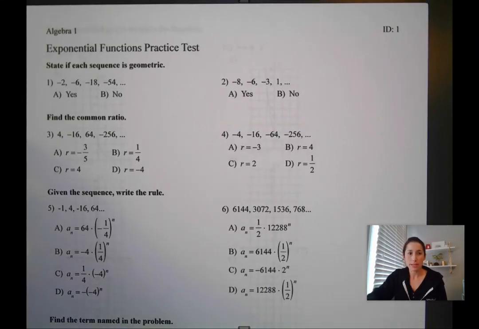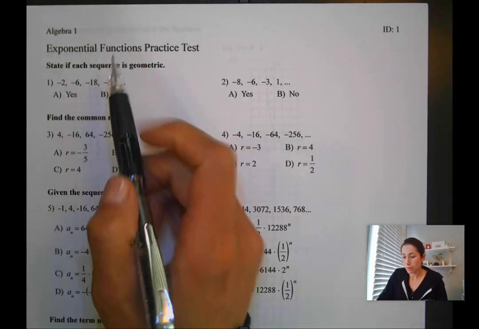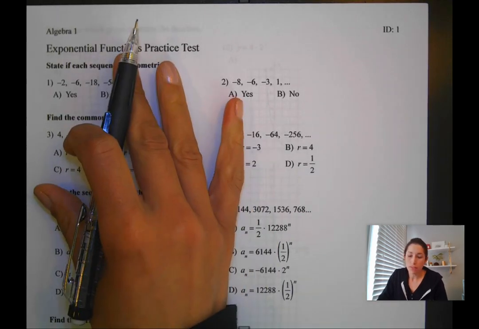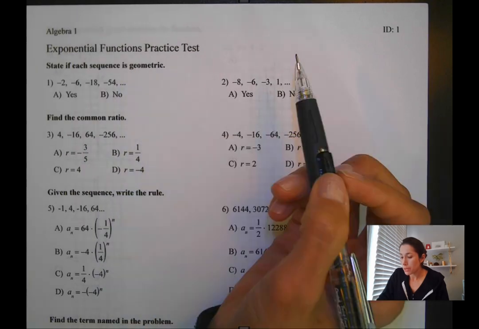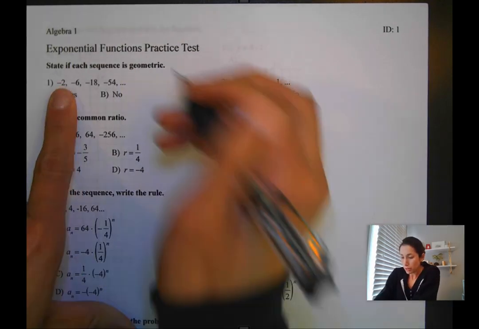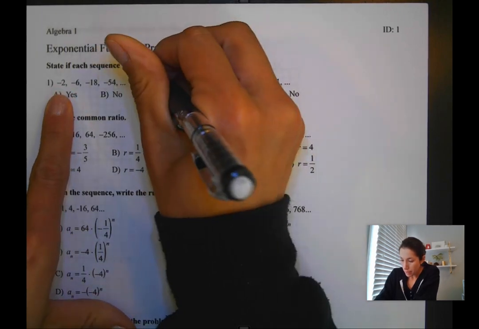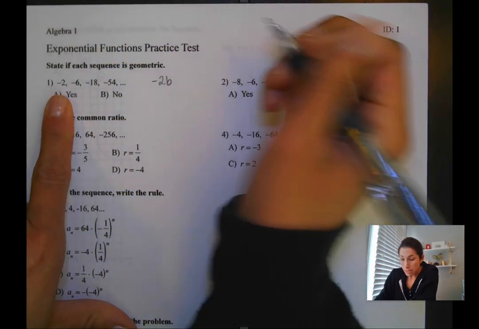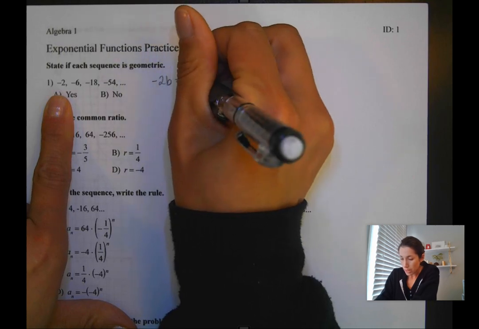I'm going over the exponential functions practice test for Unit 9. I'm going to do the left column with you, or all of the odd problems. So first we want to know if this sequence is geometric. You are going to need to take your first term, or really any term, and see what we need to multiply it by to get to the next term.